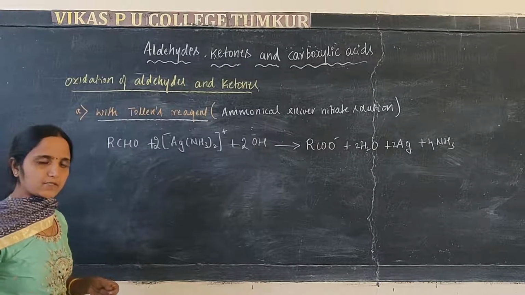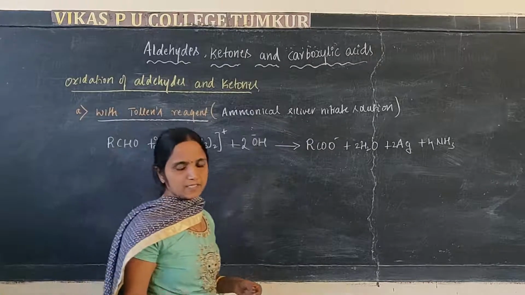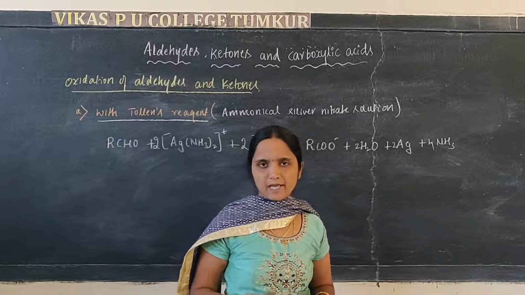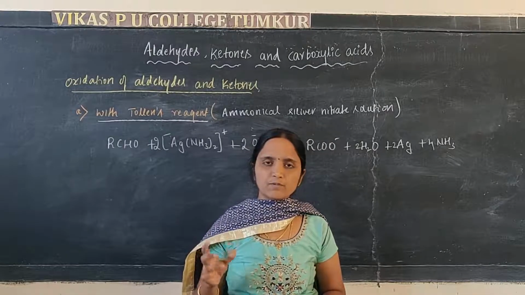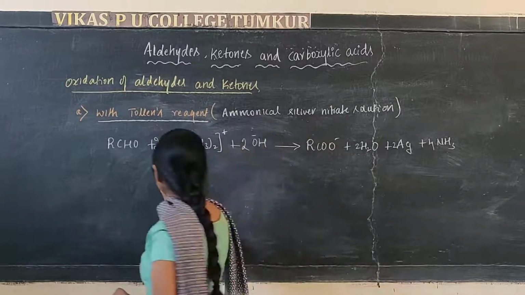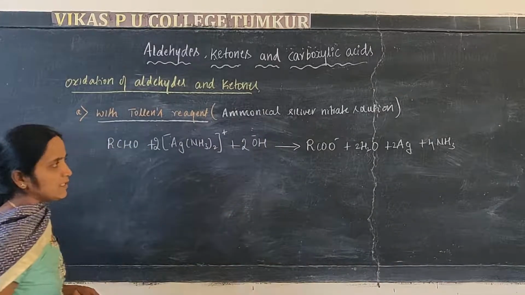So the aldehyde, when treated with the Tollens reagent, is oxidized to the respective carboxylic acid and forms a black colored precipitate or silver mirror. This is the reaction we have written.